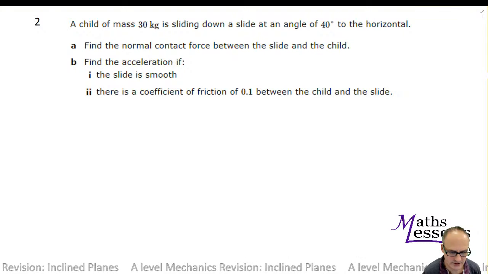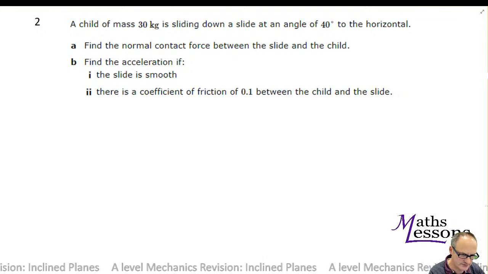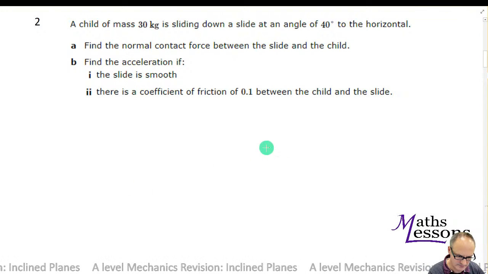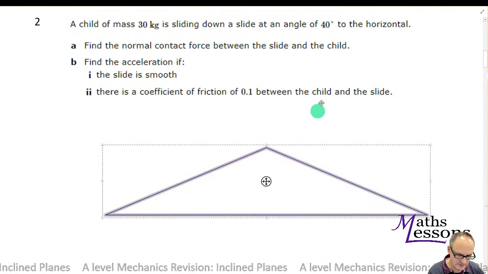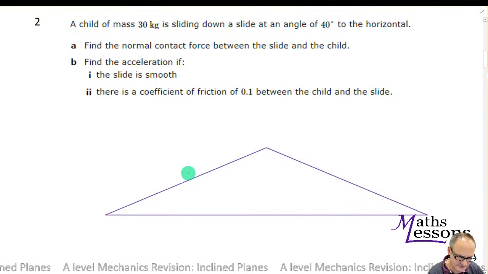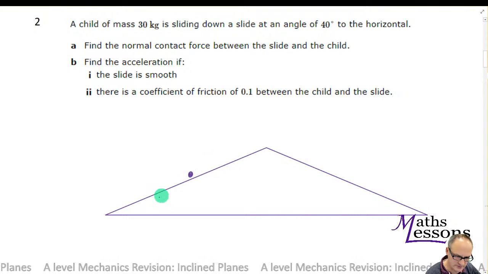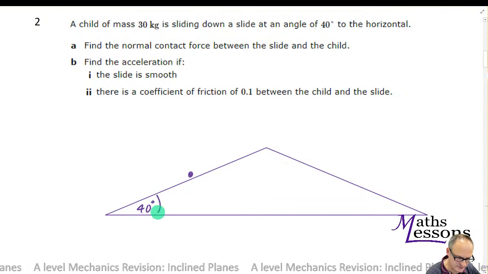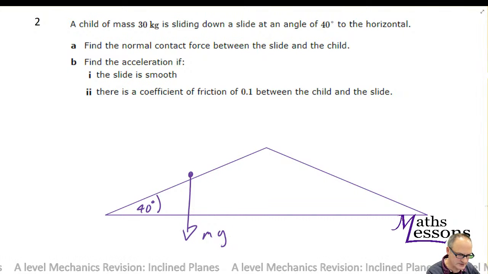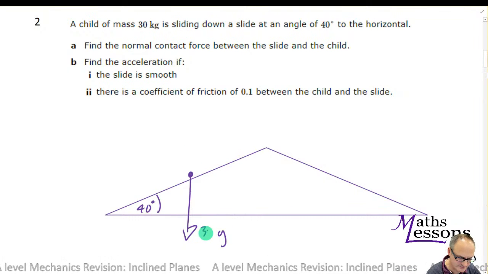Right, okay, so that's enough time to have a go at that one. Let's just draw our plane in. I'll get myself a shape that looks a bit like an inclined plane. Here we go. We've got a child of mass 30 kilograms sliding down at an angle of 40 degrees to the horizontal. So this is 40 degrees. And we've got mg acting down, so that's 30g.